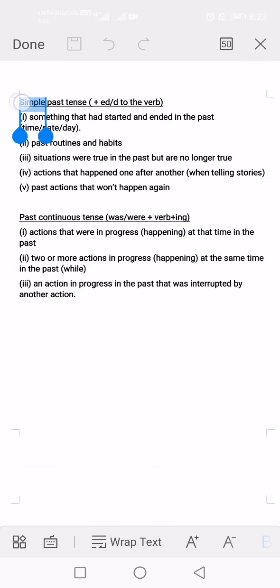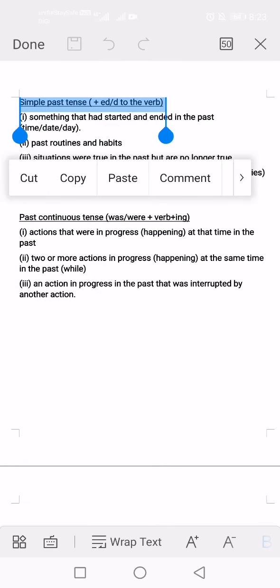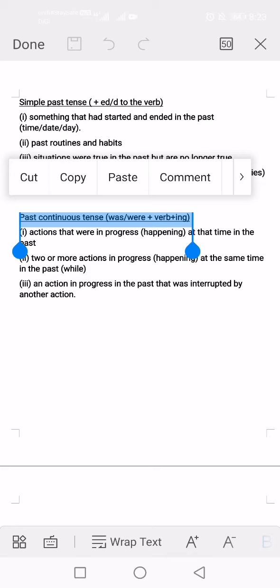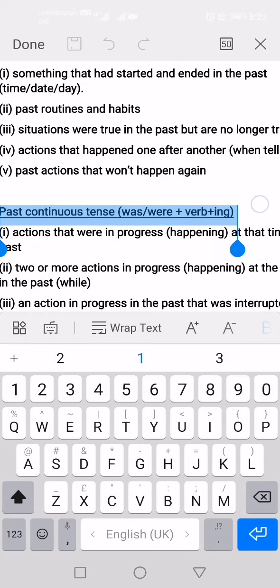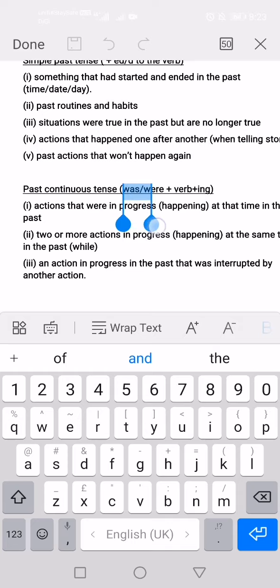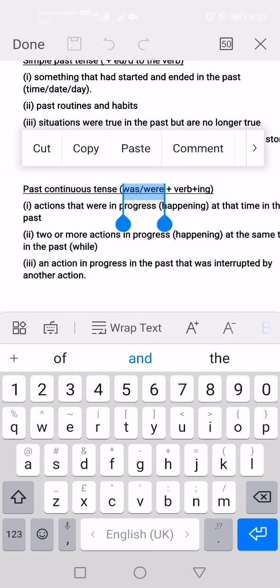Okay, simple past tense means you only add to the verb: you add ed or d, okay? Whereas past continuous, you see the word continuous means 持续, berterusan. It means in front, because it's past, yeah? So in front must be was or were, and then the verb be plus ing.